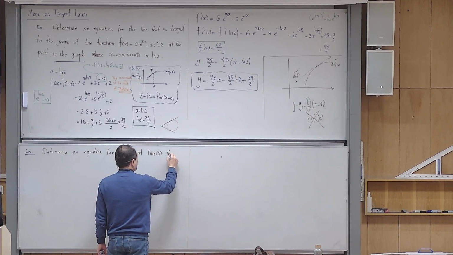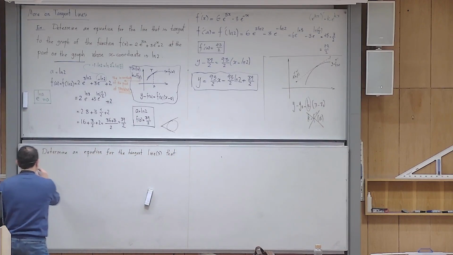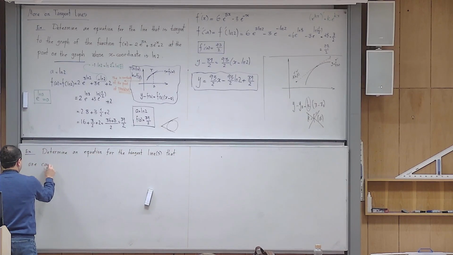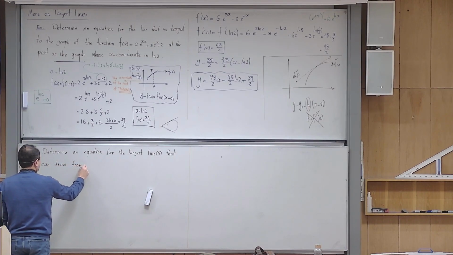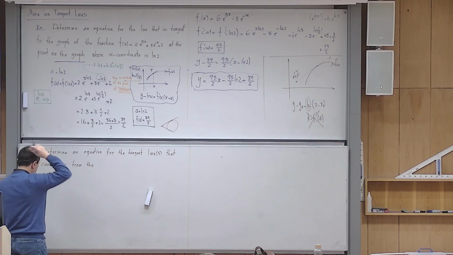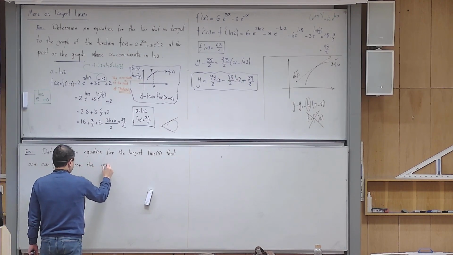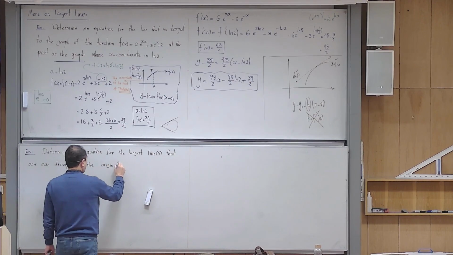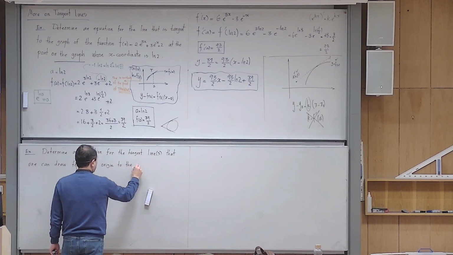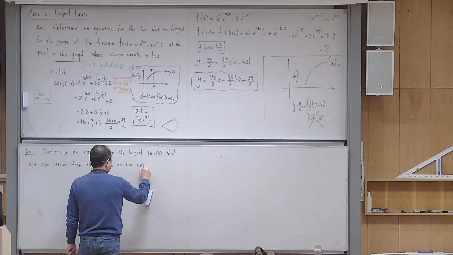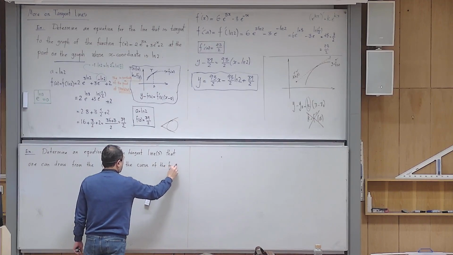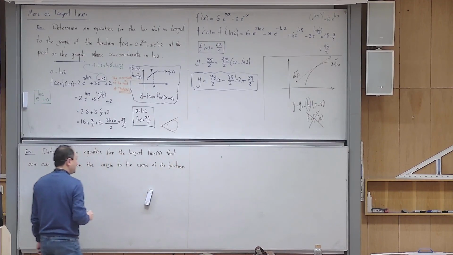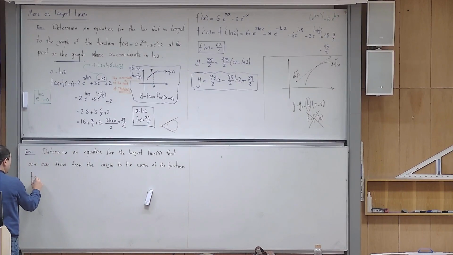that one can draw from the origin to the curve of the function. Let me make it simple, hopefully it will work. The function f of x is equal to x squared plus 1.